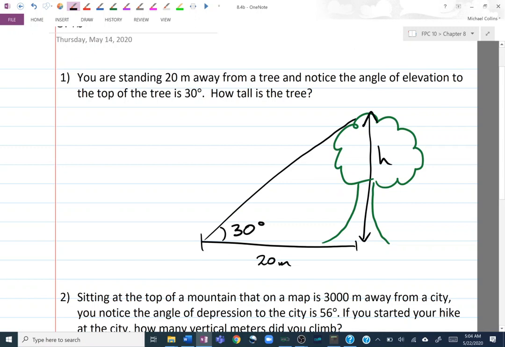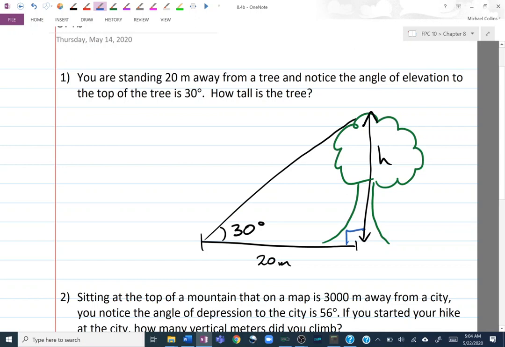So all I've done is I've taken that word problem and I've translated it into a diagram. I'm 20 meters away from the tree, angle of elevation is 30 degrees, and it's asking how tall is the tree. And notice how I've given the how tall is the tree a variable. So I've defined my variable, which we've done in previous word problems, on my diagram this time. We can then see that what I have drawn is a right-angled triangle.